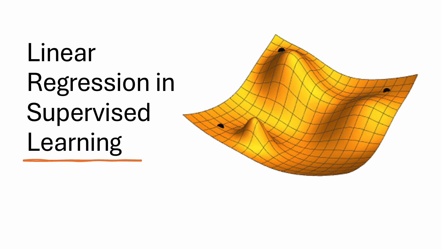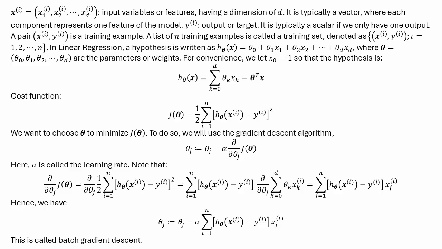Ever scrolled through real estate listings online and just wondered how do they get those prices? Obviously a bigger house is going to cost more, but how do they actually figure out how much more? It's a fascinating mix of art and science, really, but there is a powerful mathematical tool that plays a huge role, and that's called linear regression.